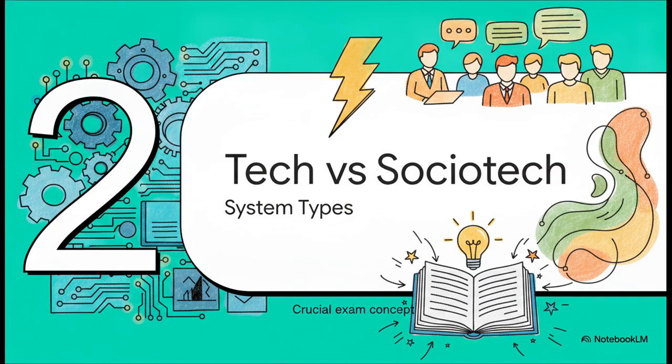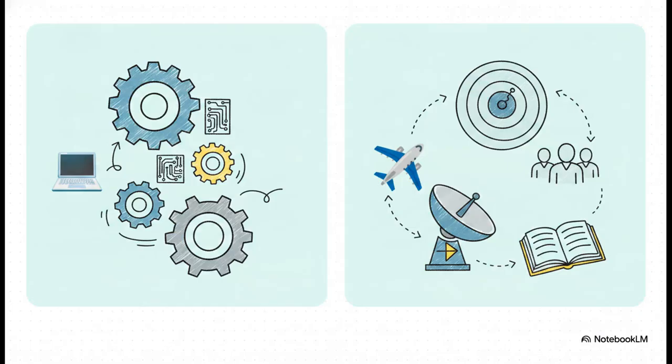Moving right along, Section 2, Technical versus Sociotechnical Systems. I want to loudly signpost this for you all right now because this is a crucial exam concept. You must be able to recognize and explain this difference. We divide systems into 2 broad categories. On the left, we have technical systems. These include hardware and software components, but they do not include procedures and processes. For example, a television or a program like Microsoft Word. You see, the word processor I use is entirely unaware that it's being used to write a book. Knowledge of the purpose is simply not part of the technical system.